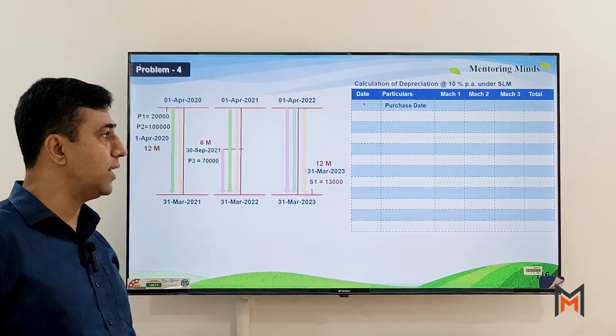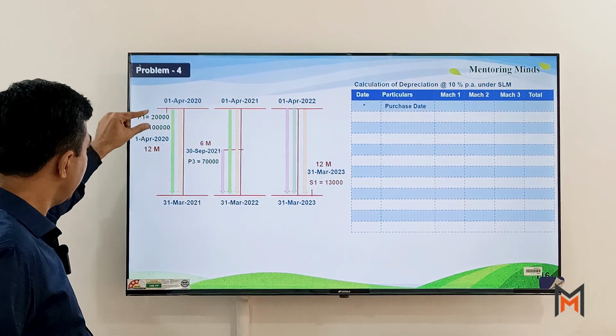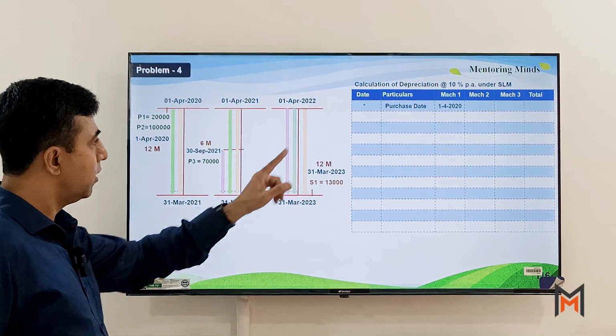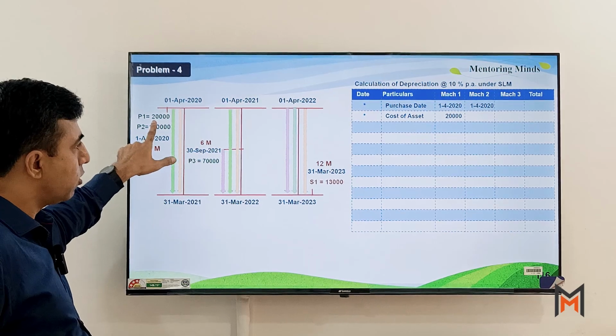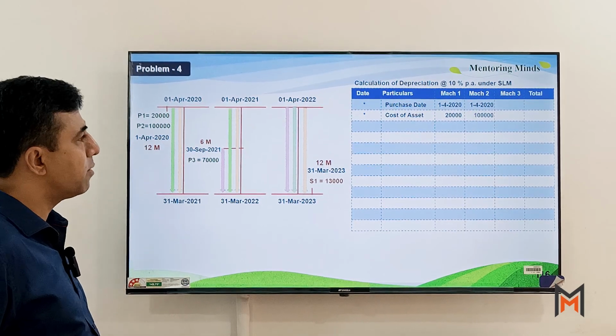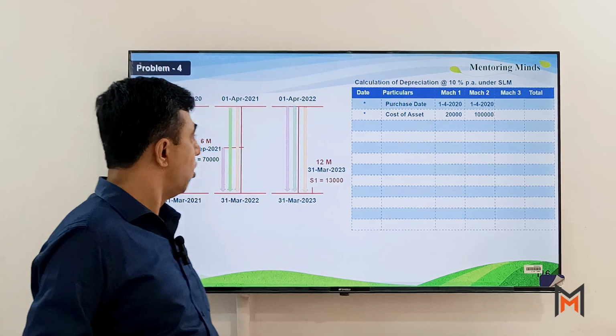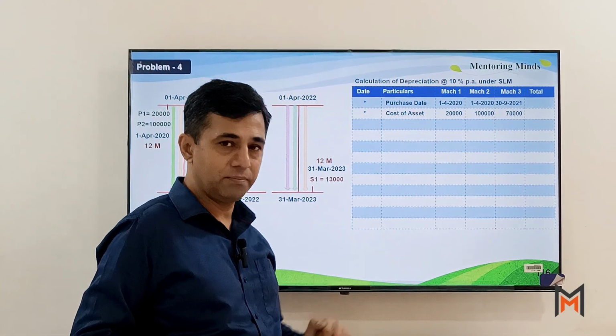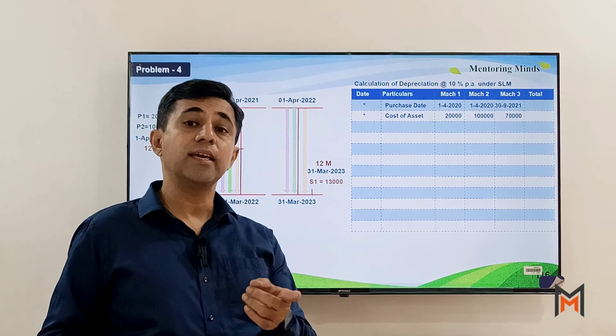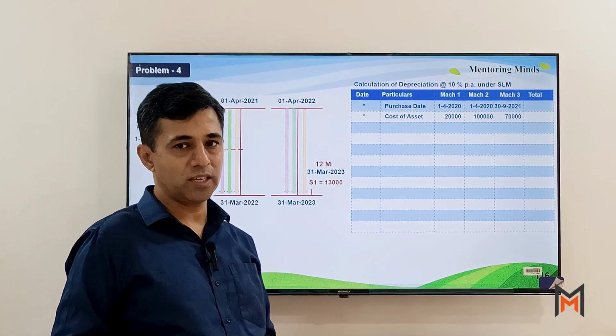So first of all we write down what is the date of purchase and what is the cost. So here on 1st April we are purchasing an asset of 20,000. Also on 1st April 2020 we are purchasing an asset of 1 lakh. On 30th September we are purchasing an asset of 70,000. Now we have to be careful about which asset we have used and when.